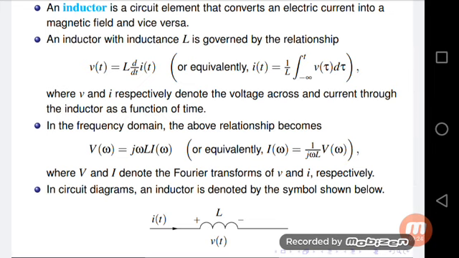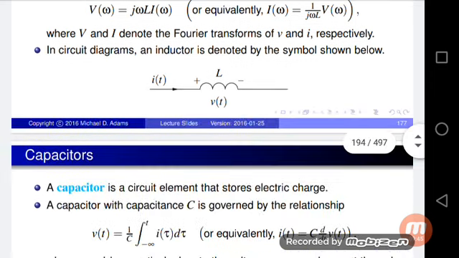Here clearly we are observing an inductor is a circuit element that converts an electric current into a magnetic field or magnetic current. That's why these types of inductors are used. And next we are moving to the other topic.